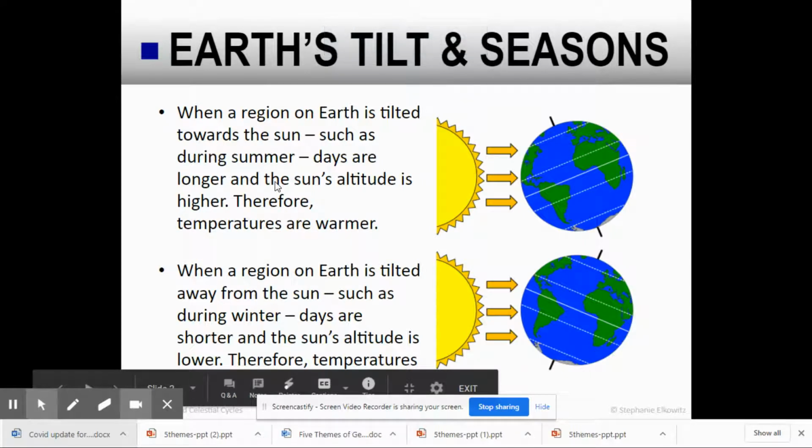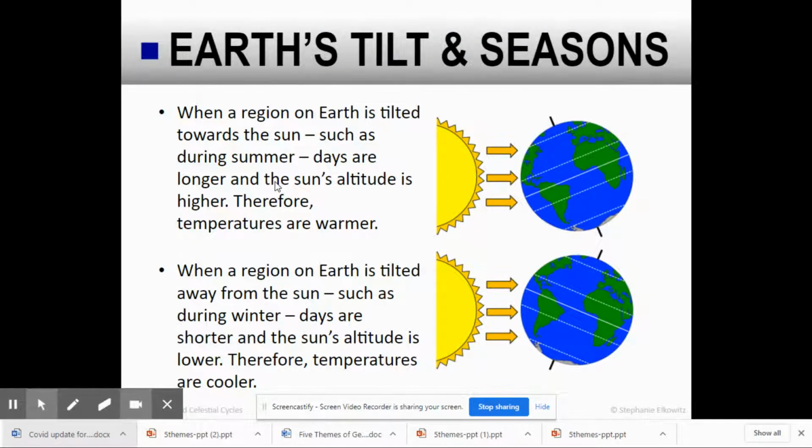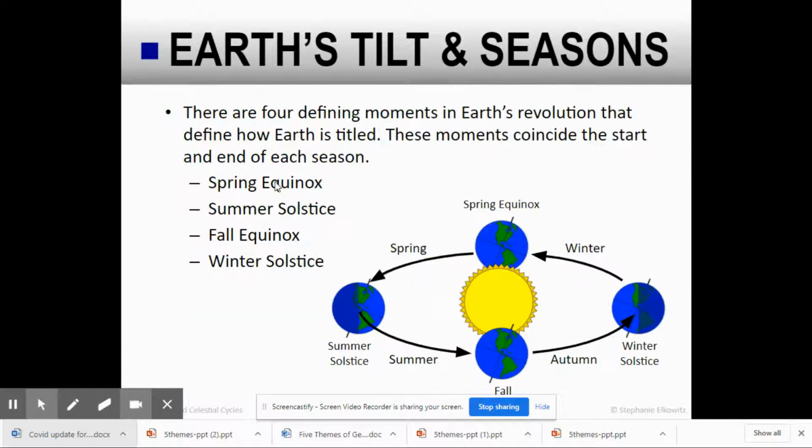Hi, guys. As we talk about rotation and revolution, we're going to focus today on looking at the different positions Earth is in relationship to the sun. When a region on Earth is tilted toward the sun, such as during the summer, days are longer, and that means the sun's altitude is higher. Therefore, it gives us warmer temperatures. On the other hand, when a region on Earth is tilted away, during winter, days are shorter, and therefore the sun's altitude is lower. As a result, we have cooler temperatures.